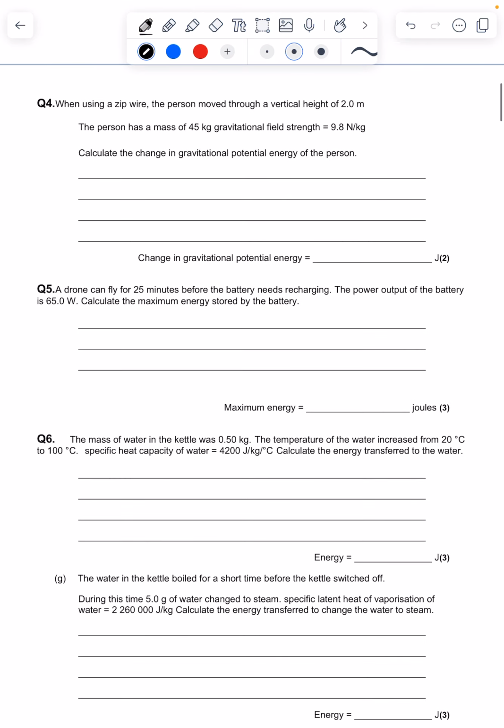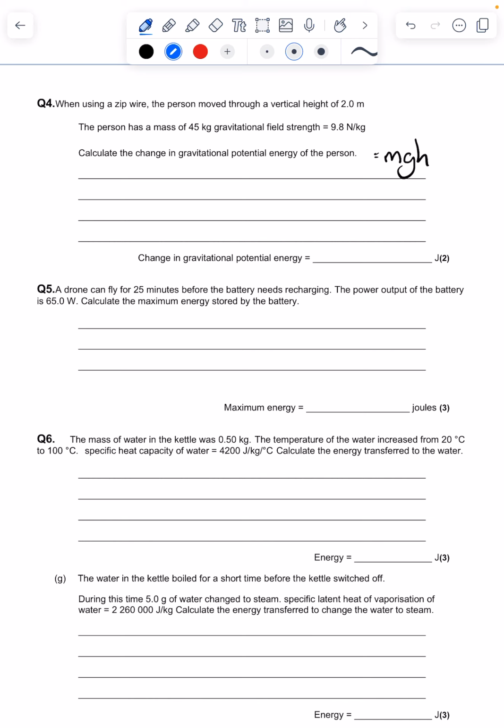When using a zip wire, the person moved through a vertical height of 2 metres, and we want to calculate the change in gravitational potential energy. So again, remember for this one here, for GPE, it's equal to mass times g times h. Put our numbers in here.